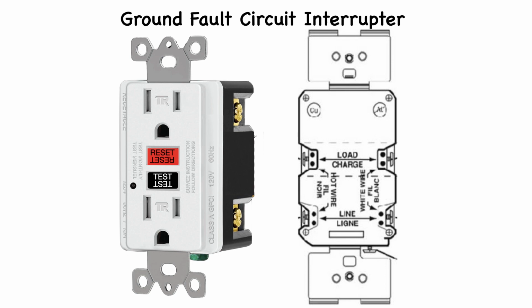You can find GFCIs in various locations where electrical outlets are used, especially in areas where there's a higher risk of electrical shock due to moisture or proximity to water. Common places you'll find a GFCI include bathrooms, kitchens, laundry room areas, outdoor outlets, and near swimming pools or hot tubs. They're crucial for ensuring electrical safety in these potentially hazardous environments.